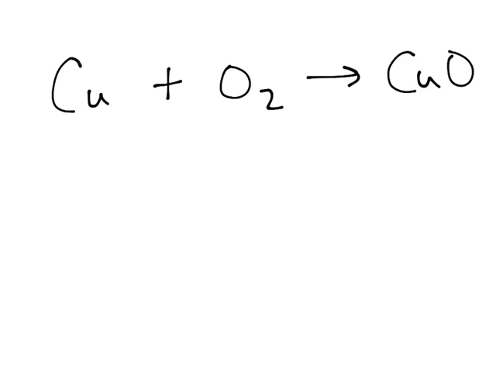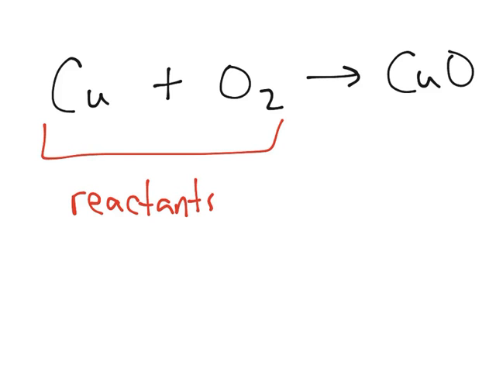So a chemical equation is a representation of a chemical reaction or a chemical change. On the left of the chemical equation, you have your reactants, which are the substances that, as the name implies, do the reacting. And on the right, you have your products, which again, as the name implies, are the things that are produced in this chemical reaction.